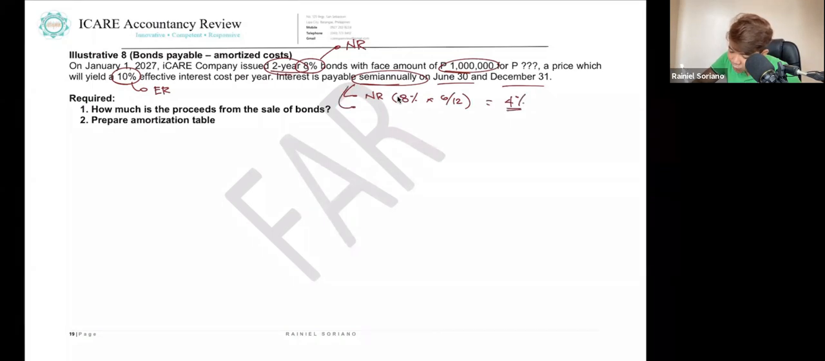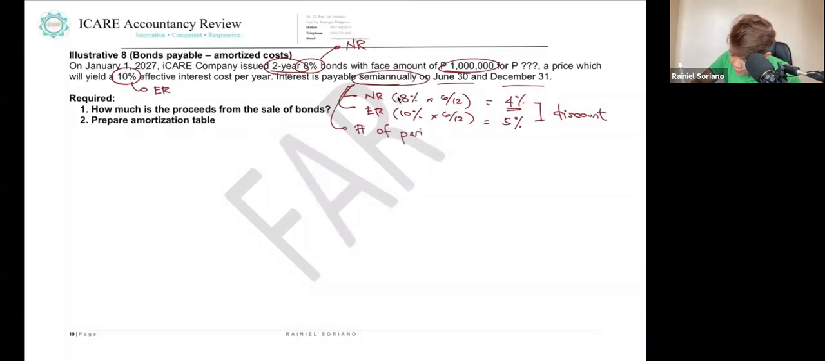On the other hand, our effective rate will likewise be divided by 2. So 10% times 6 over 12, or divided by 2, is just equal to 5%. Okay? So dito, mas malaki ang effective. Kapag mas malaki ang effective, we are expecting a discount. Again, here, we are expecting a discount.